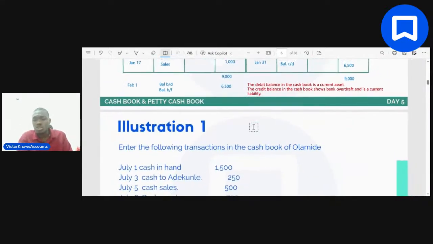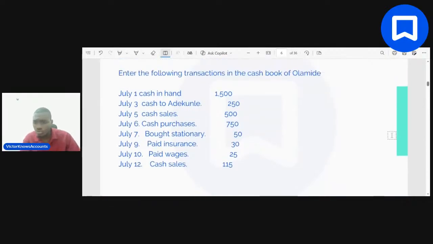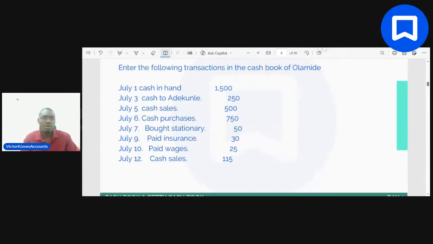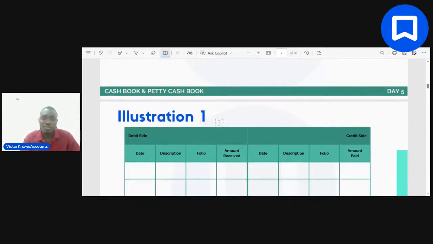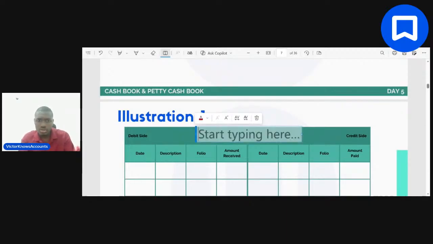Now let's walk through this illustration very quickly before we move on to double column cash book because of our time. All right. So enter the following transactions in the cash book of Olumide. This is the cash book of Olumide. We have credit side, we have debit side, right? Let me write it here. Let's say we have cash book. Let's change it to black.